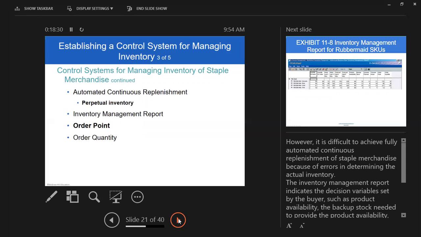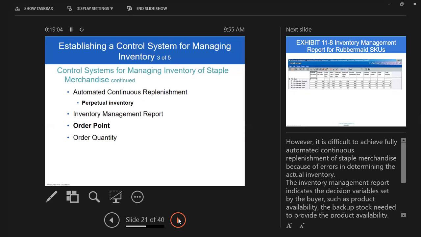And then control system for managing inventory. Here you can also have automated continuous replenishment. So in here you can look at it also called perpetual inventory. It is auto replenish. So normally when a product needs to be replenished, it will prompt in the system. So your employee will be responsible to replenish the stock on the shelf.